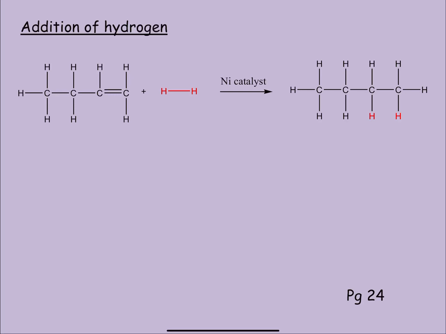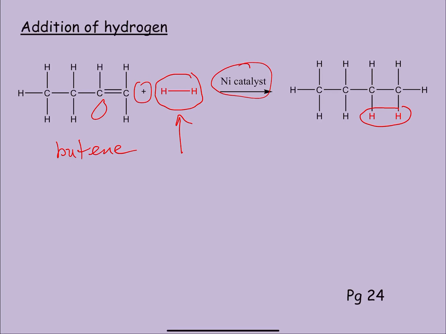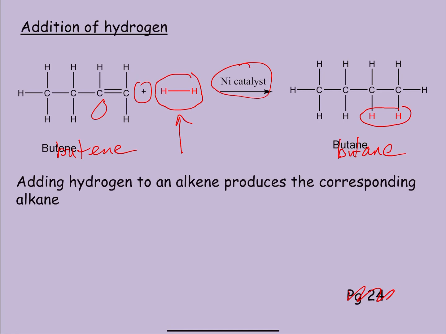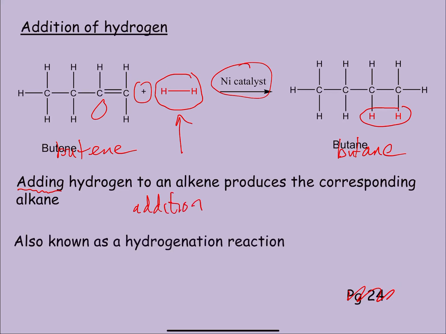So let's start with this one on the left here, which is butene. We're just going to add hydrogen gas to it, and you can see they just fill up the two missing gaps here and here. So butene plus hydrogen, and we use a nickel catalyst for this just to speed it up a little, can make us butane. Butene makes butane. Adding hydrogen, so this is just our simple addition reaction. And this is also known as hydrogenation. So it's an addition reaction or a hydrogenation reaction. Need to know the name of both of those.